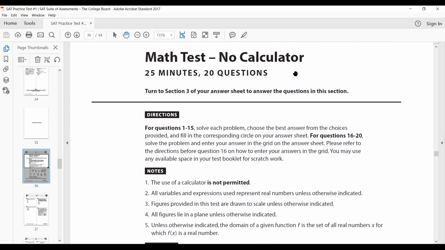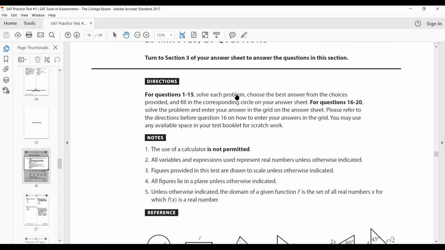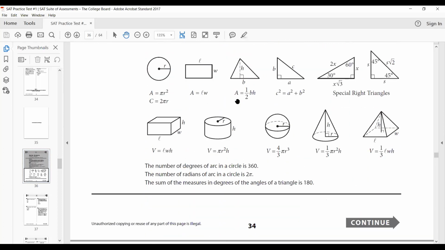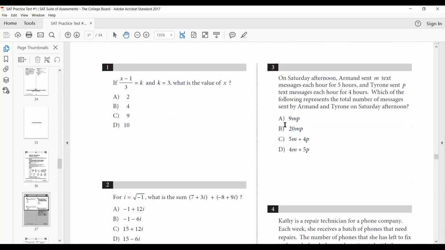The math test, just like I said, has two parts. One part does not allow you to use a calculator, and the second part allows you to use the calculator. This section will include 20 questions. So let's see the detailed questions first, to see what questions are in the SAT.